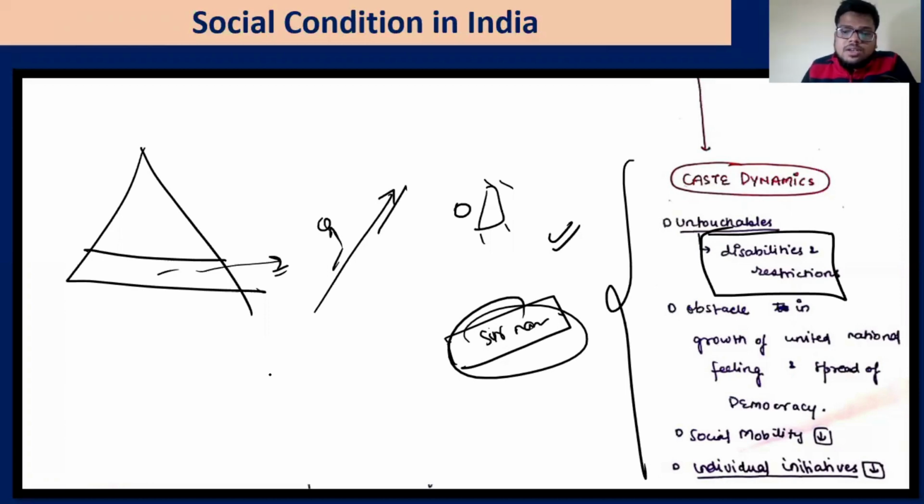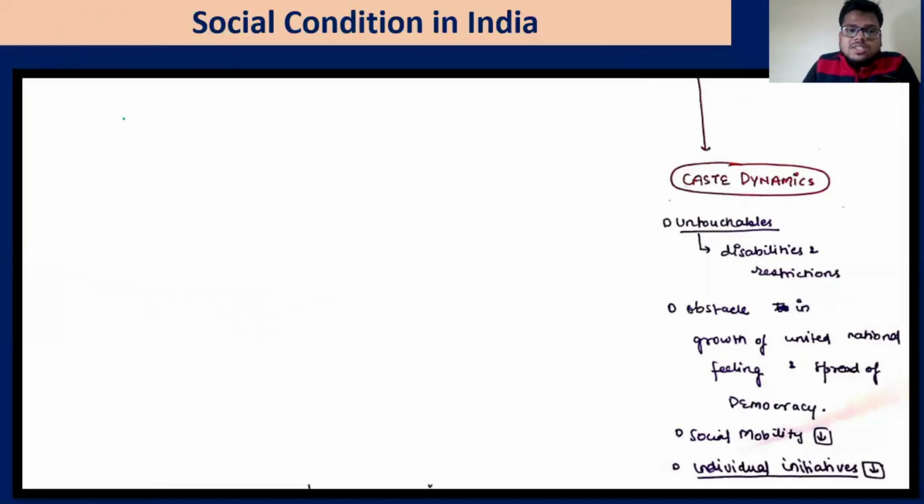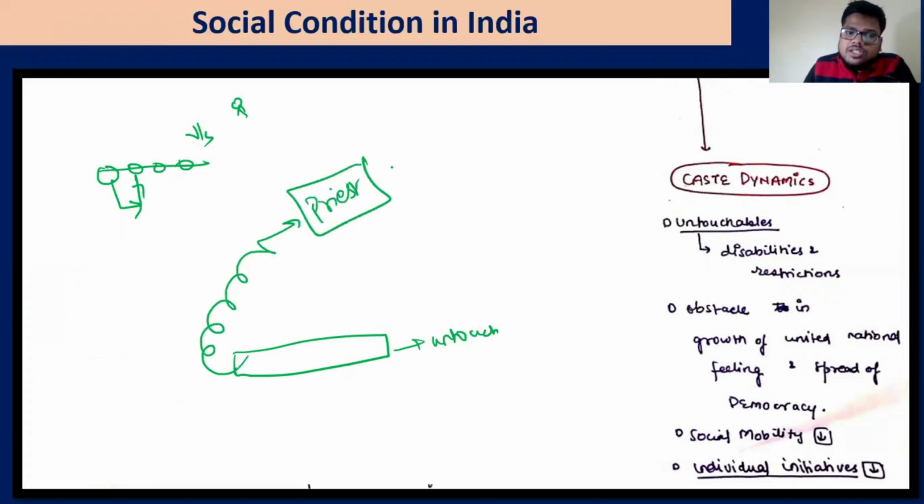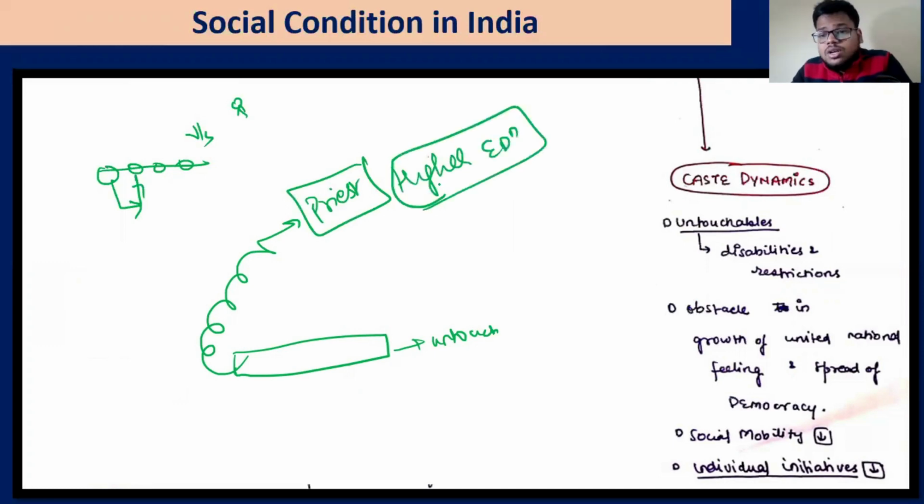So it became an obstacle in the growth of national unity, because national unity comes when all the sections of society work together against a common enemy. But if one section of society is despising the other section, that will create a problem for the national feeling, that will create an issue in the nationhood. Then the social mobility of these people is restricted. Even if some person is very talented, he belongs to an untouchable caste or SC caste. So social mobility, that later on he can also become a priest, or he can reach a higher education institution, the probability is very low. So these were the social conditions in India.